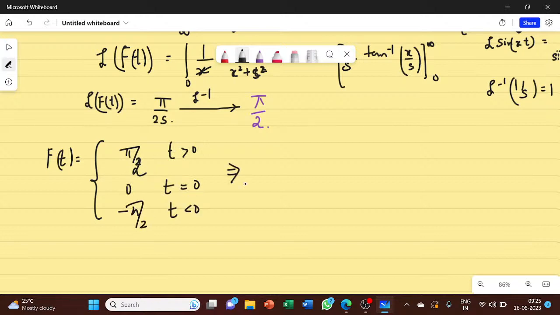Or in other words, I can write this entire thing as pi upon 2 times (2 times h(t) minus 1). I hope it is clear. Please let me know on the live if you are there. If somebody is there, kindly let me know on the chat box so that I can move further.